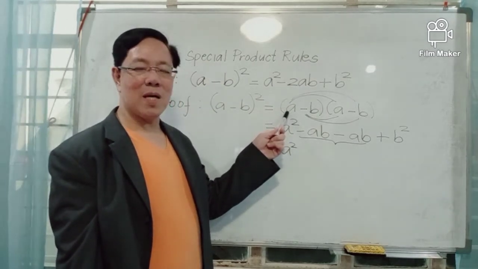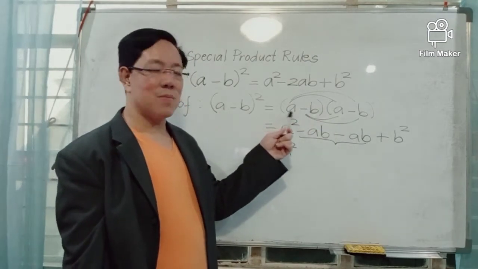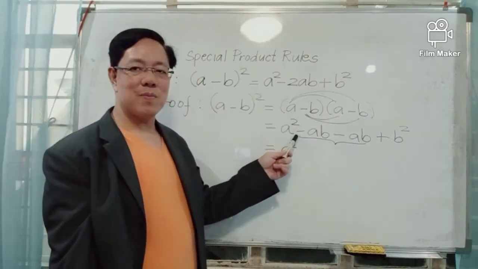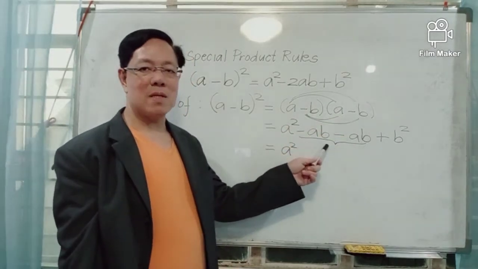Next, we multiply A by negative B. This is positive, multiplied by negative is negative. And A multiplied by B, the product is AB.